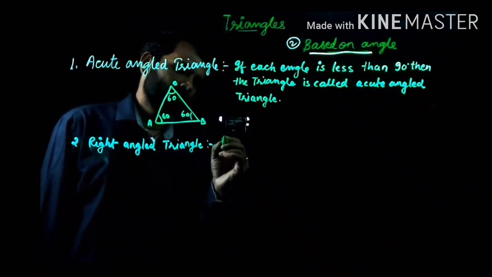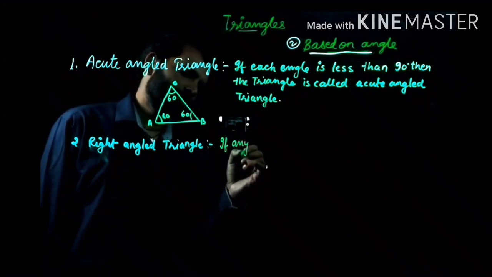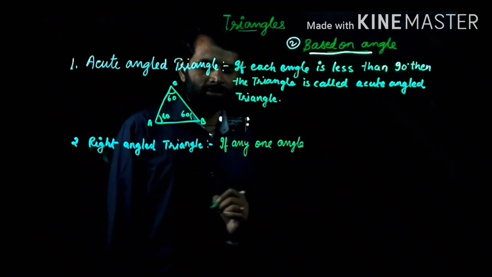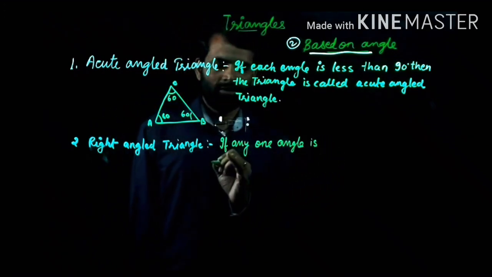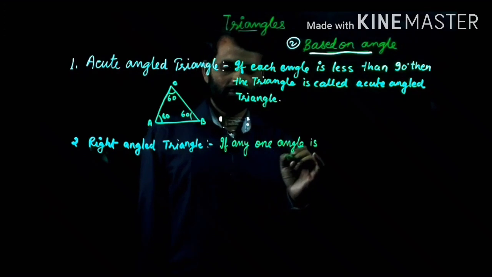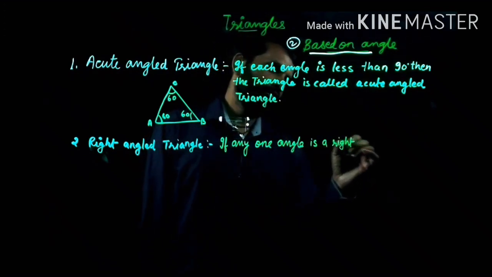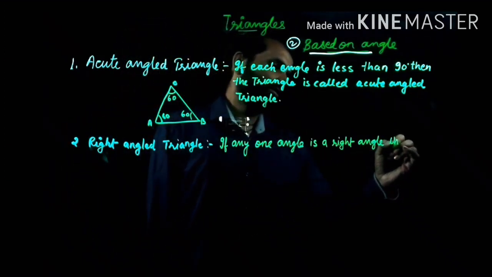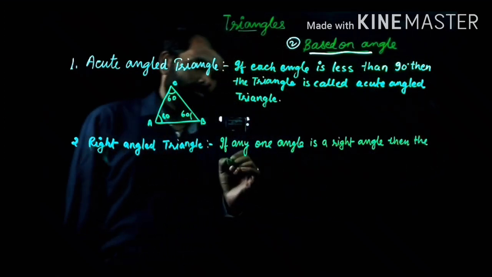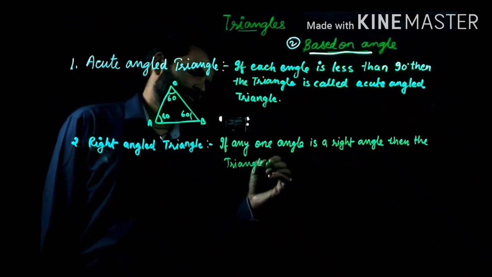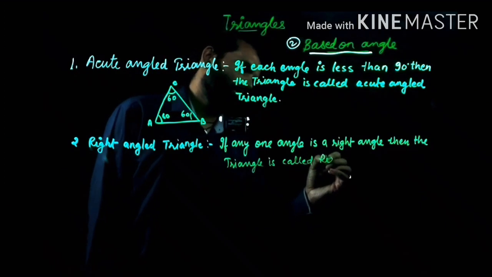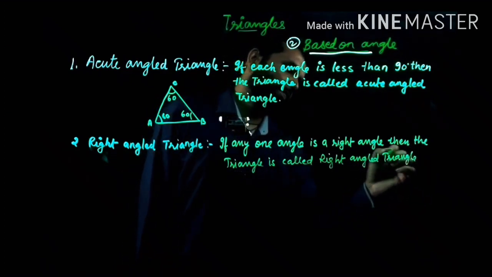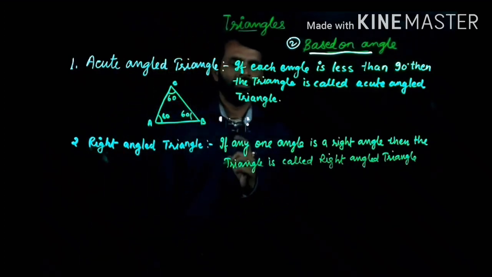If any one angle is how many? 90. If any one angle is a right angle, okay, if any one angle is a right angle, then the triangle is called a right angle triangle.